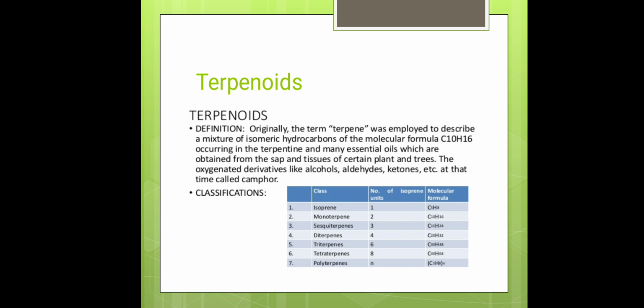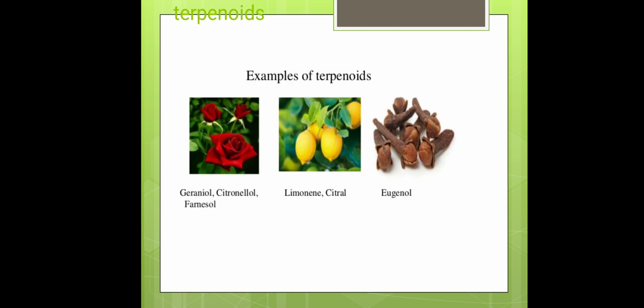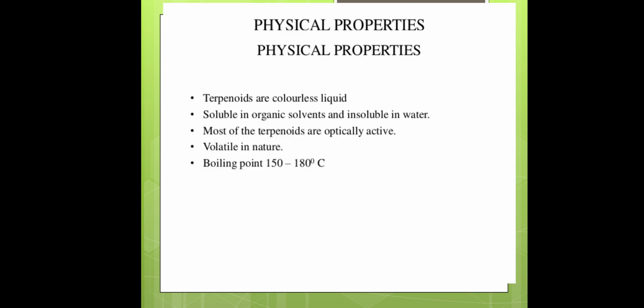That means it starts from the isoprene unit. These are examples of terpenoids: geraniol, citronellol and farnesol, which are obtained from the rose flower. The second picture shows limonene and citral, terpenoids obtained from the lemon. Then the next terpenoid is eugenol oil. This is all about examples of terpenoids obtained from different plants.